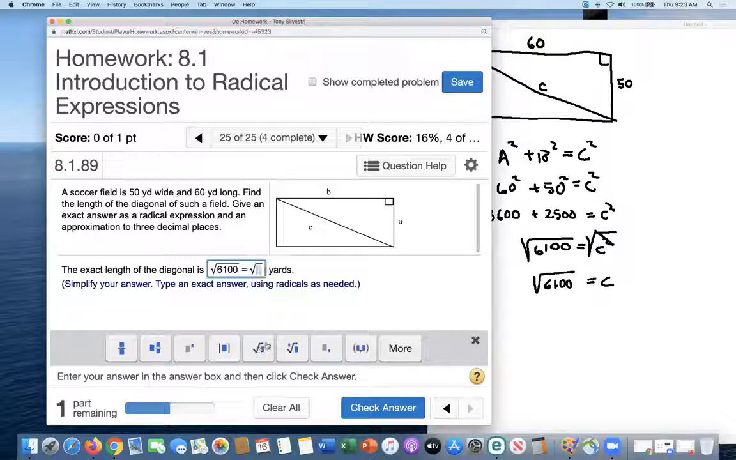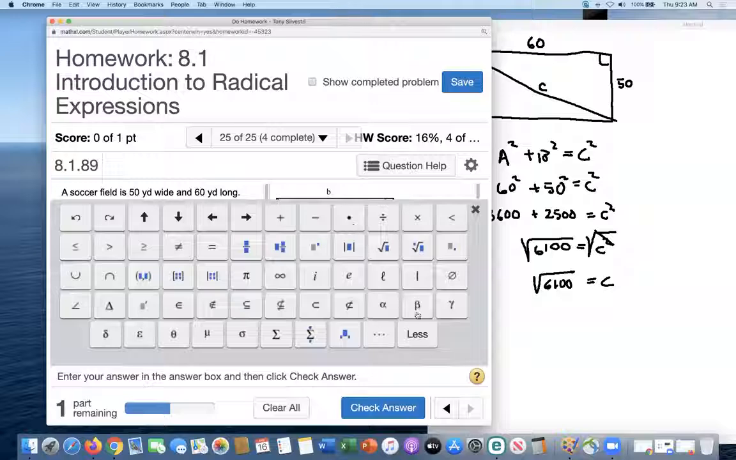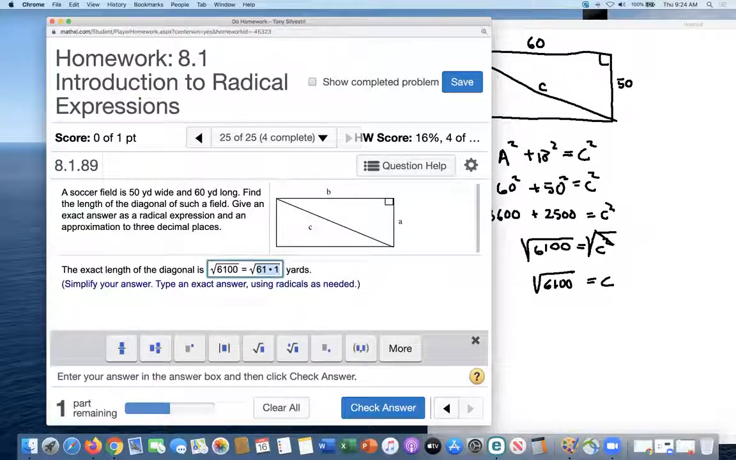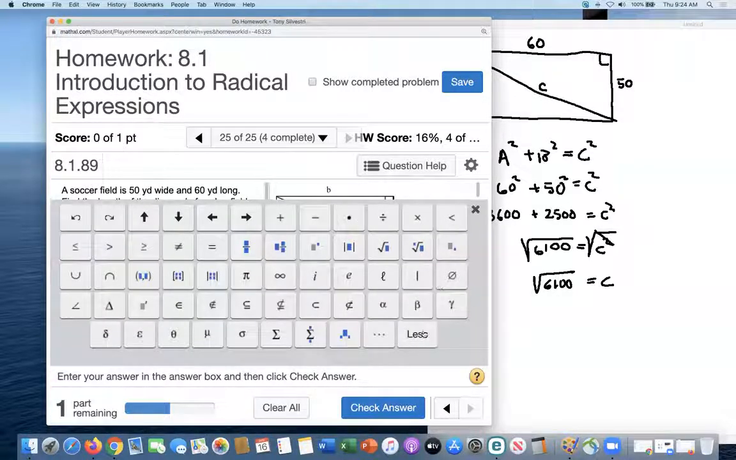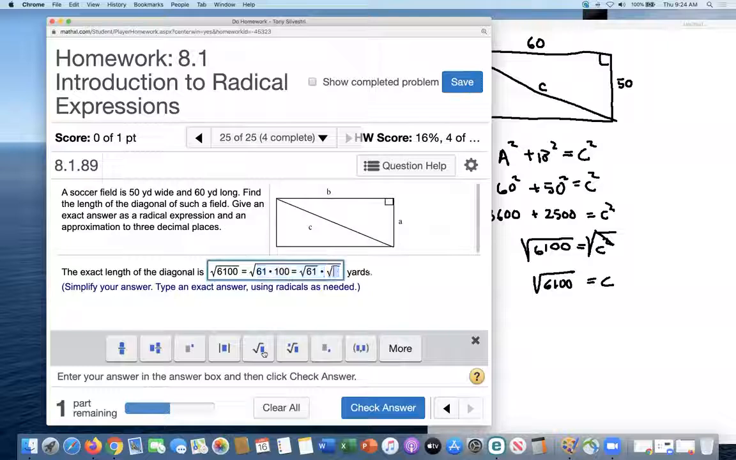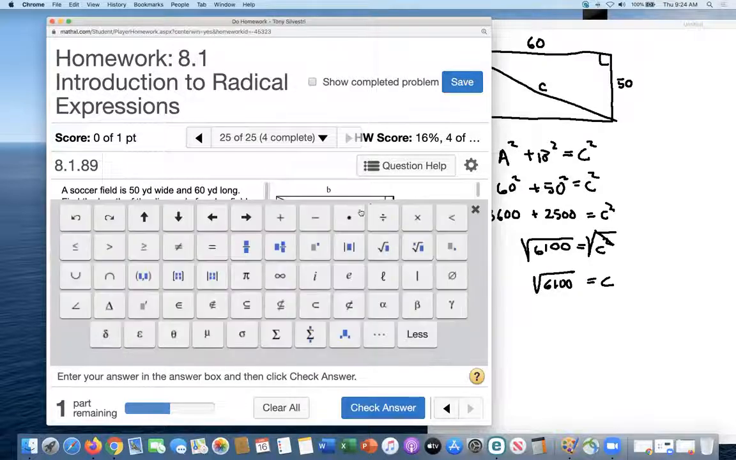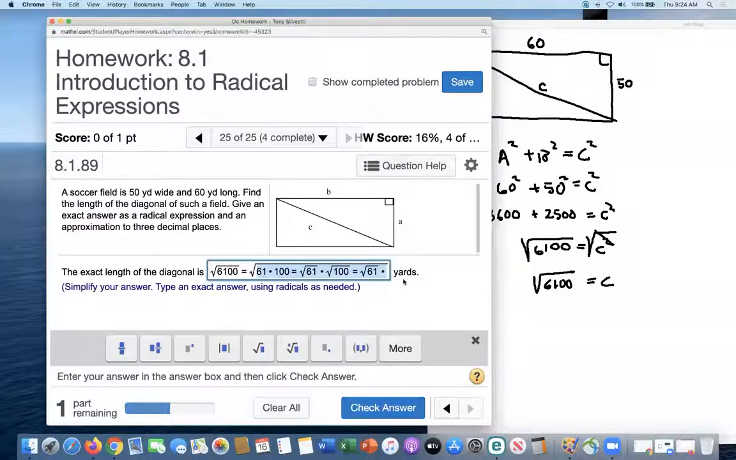That's the same thing as saying 61 times 100. Rip that into 2 separate square roots: the square root of 61 times the square root of 100. That's equal to the square root of 61 times the square root of 100, which is 10.